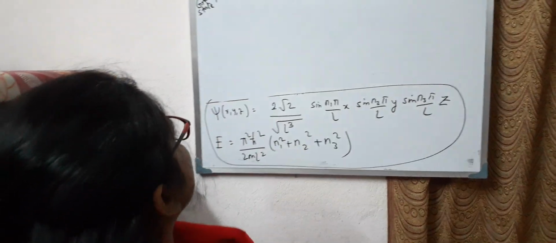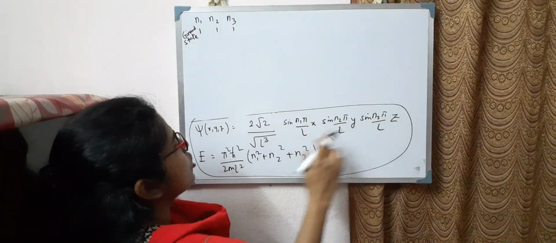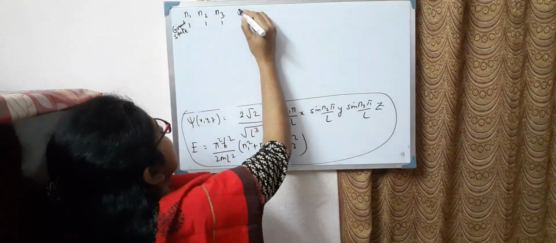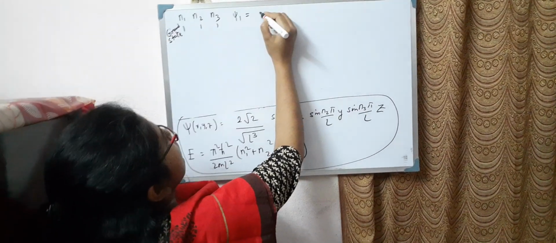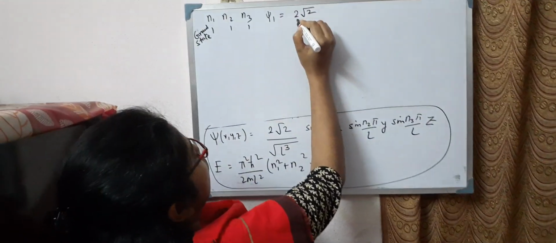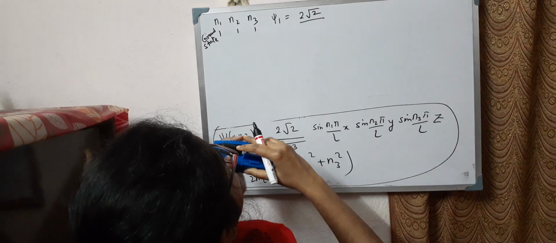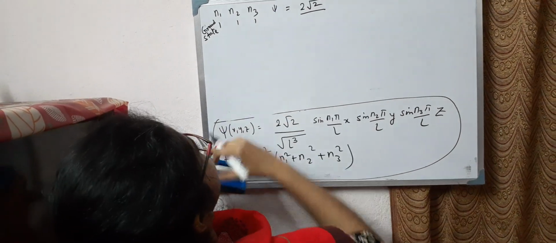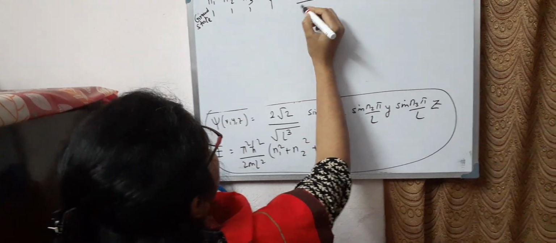So when they are 1, 1 and 1, now the form of this psi will be, if I write here psi 1, it will be 2 root 2.